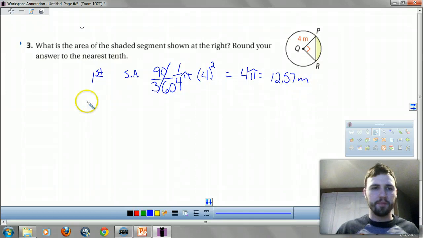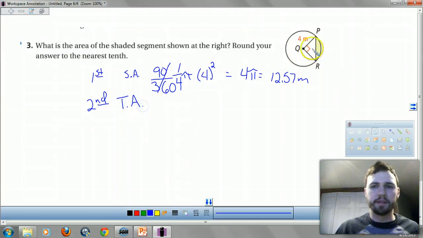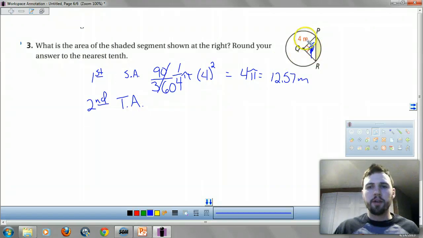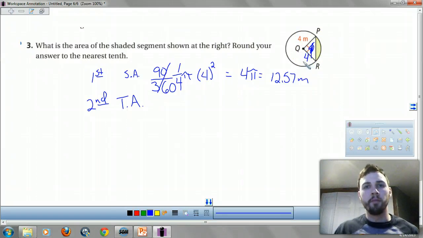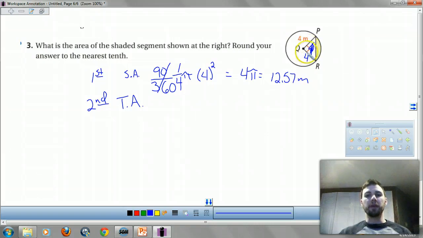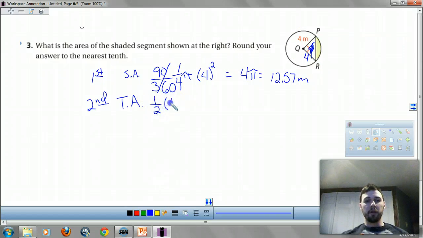Okay. Next, we have to find our triangle area. This stuff right here. Well, if that's a 90-degree angle, and those are both radii, that side's 4, this side is also 4. Now that's a right angle. So my base is 4 and my height's 4. So I do my 1/2 base times height, which is 8. 4 times 4 is 16 divided by 2.